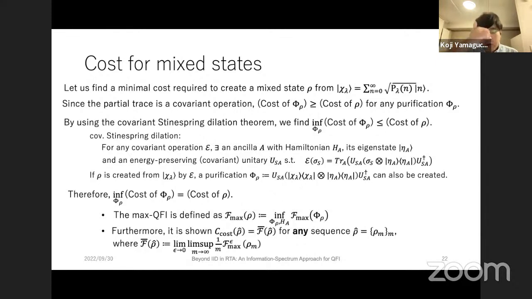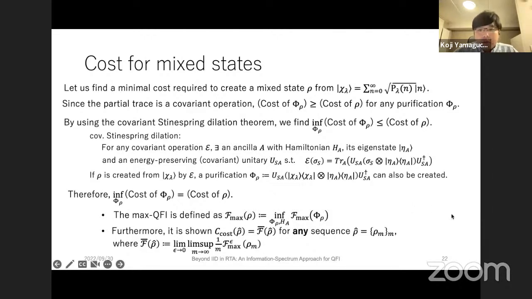So this is the reason why we define the maximum quantum efficient information for a mixed state by using the purification. And essentially, for the same reason, it can be shown that our result for the coherence cost for pure states can be extended to mixed states. That is, the coherence cost for any sequence of states is given by the spectral sup quantum efficient information rate. This is defined by this equation.